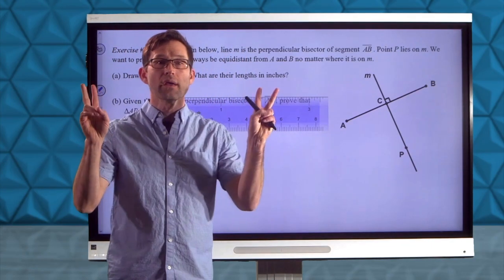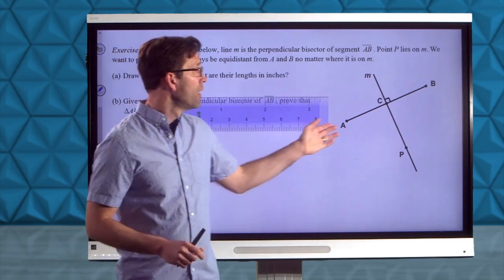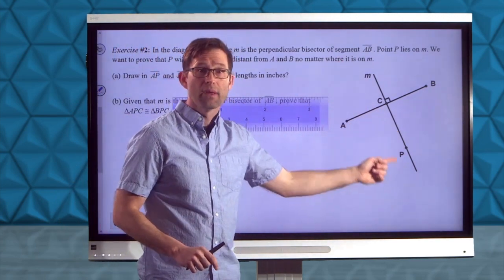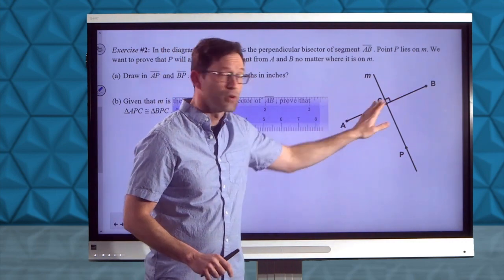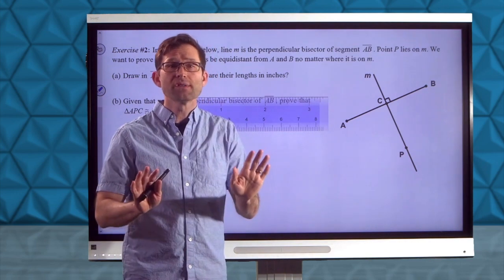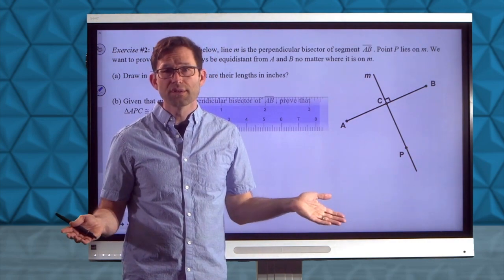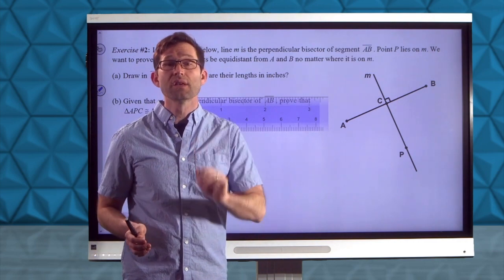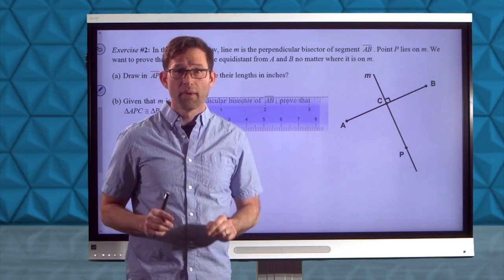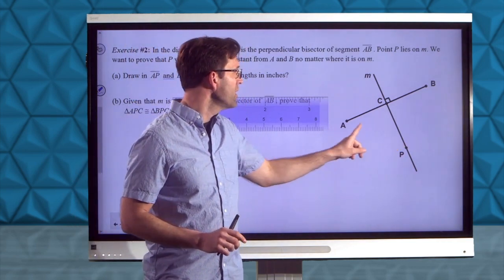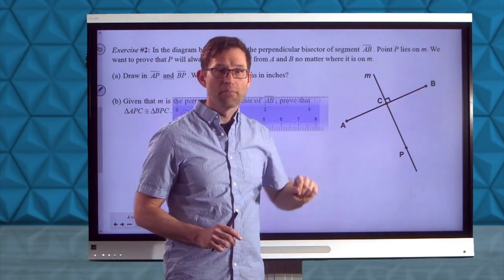So again, understand what we're given in this problem. We have a line segment, and we're given that line M is the perpendicular bisector of segment AB. Point P is just some arbitrary point sitting on the perpendicular bisector. My apologies. What we ultimately want to prove is that point P is equidistant from A and B.